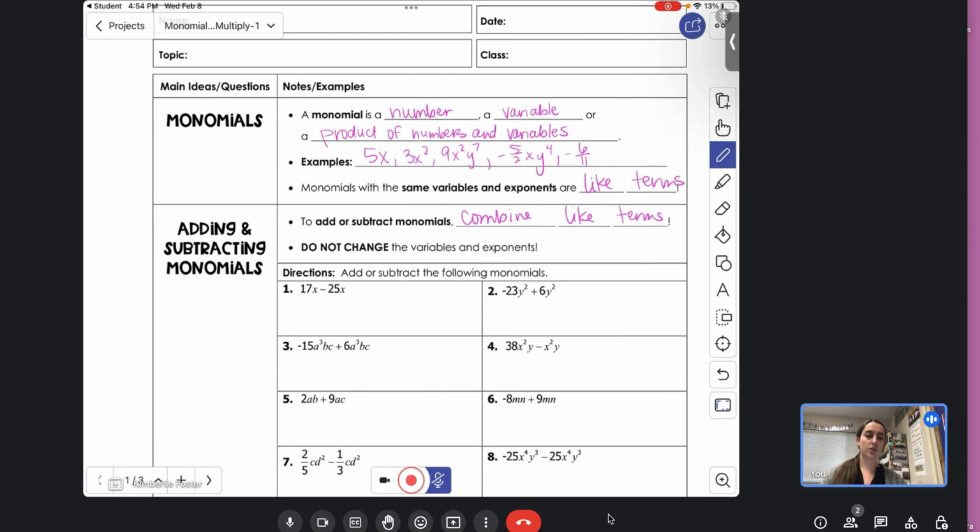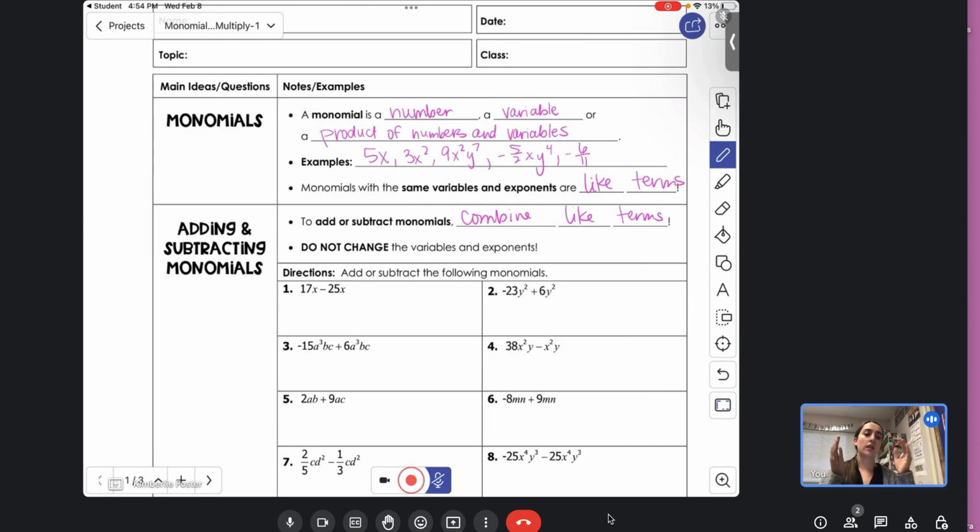I have this top portion already filled in. You should have gone over this in class. So a monomial is a number, variable, or a product of numbers and variables. These are some examples here. So it's a term, one term. There's no adding or subtracting. There's a coefficient, there's a variable, exponents possibly.